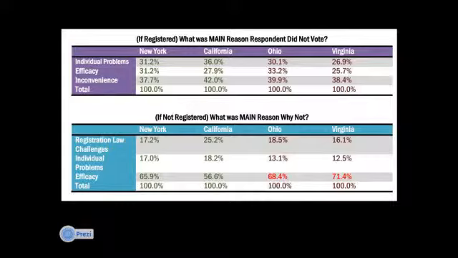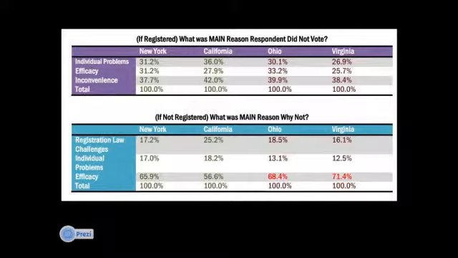Now, if a respondent was registered, the main reasons they chose not to vote seemed pretty consistent throughout the states that I studied. If they were not registered, for the main reason why not, there was actually an increase in efficacy as being a reason for Ohio and Virginia. Now, if you're looking at this chart and you're thinking, Chloe, you didn't highlight individual problems in that chart because the numbers do seem pretty different, 17 and 18% to 13 and 12%.